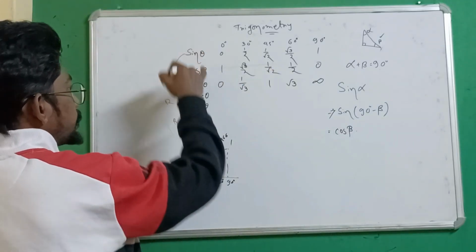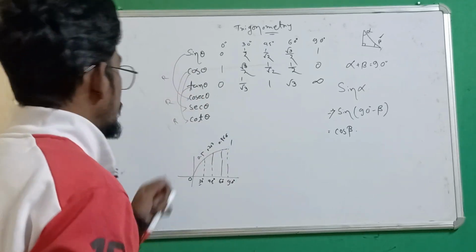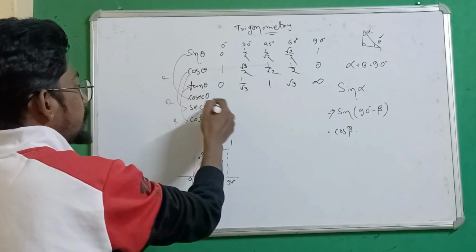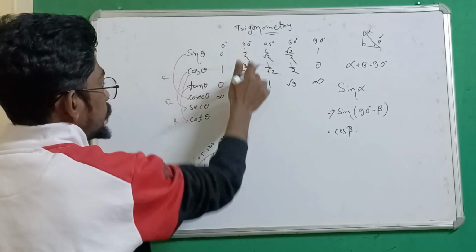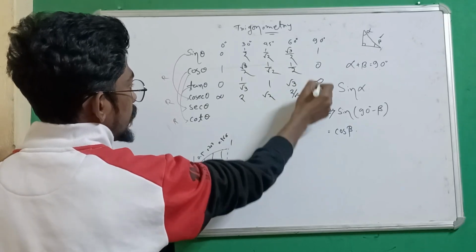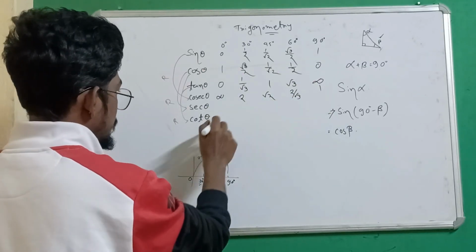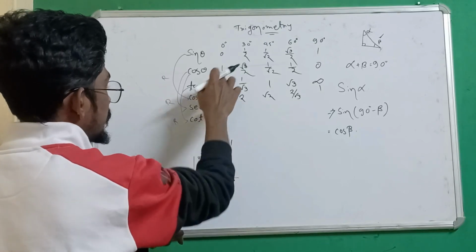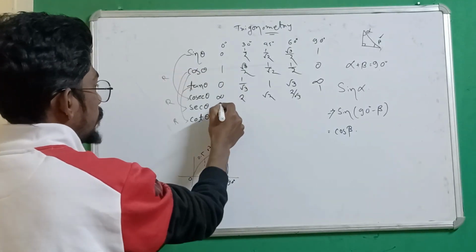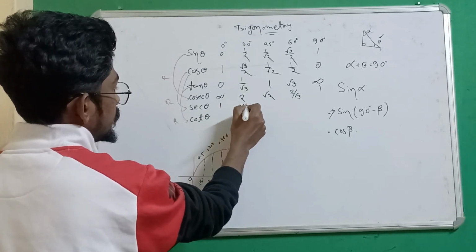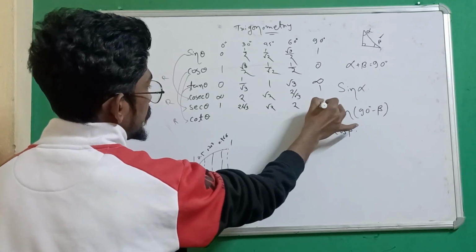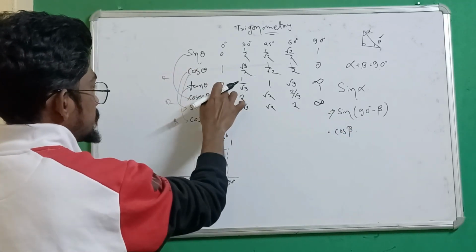Similarly, if you take the reciprocal, cosec is the reciprocal of sine, right? So the value of cosec 0 will be 1 by 0, which means infinity. 1 by 2 means 2, 1 by root 2 means root 2, root 3 by 2 means 2 by root 3, 1 by 1 means 1. In case of sec, sec is the reciprocal function of cos. So it will become 1, 2 by root 3, root 2, 2, infinity. Same for cot, 1 by 0.